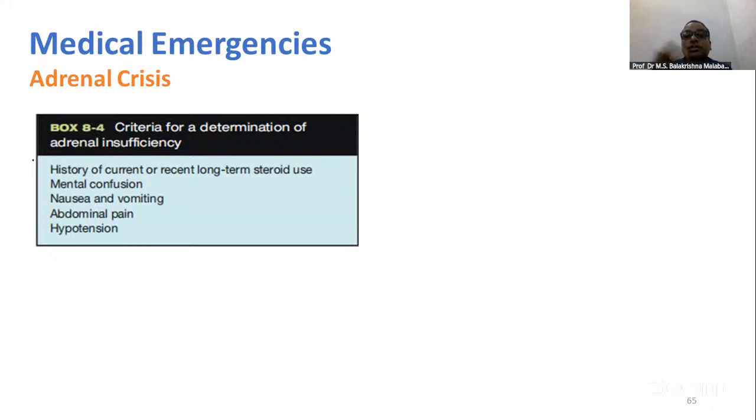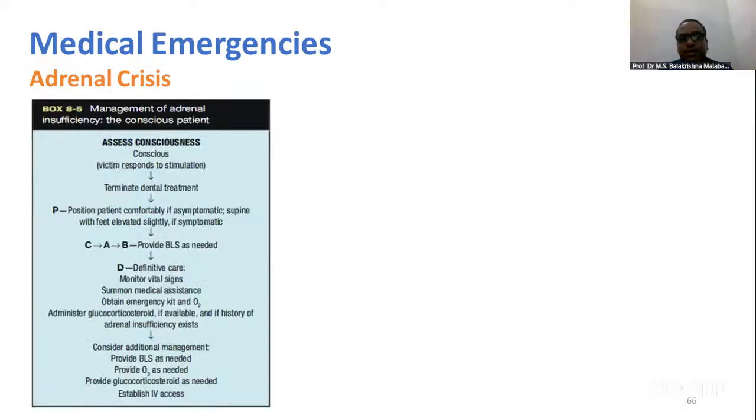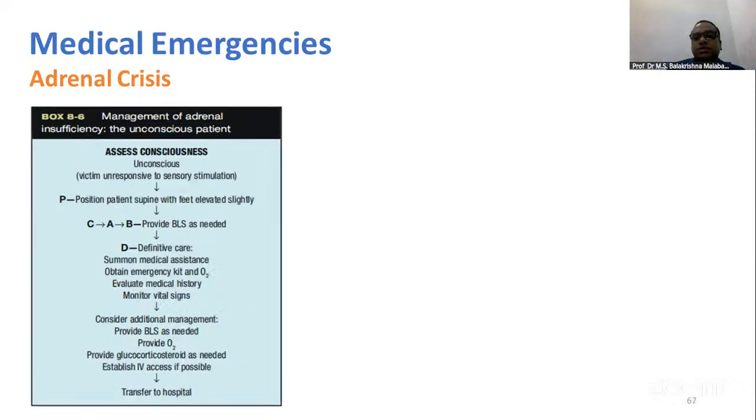Then nausea, vomiting, abdominal pain, hypotension. If the patient is telling, sir, I'm a patient of hypotension, the patient can go into a state of adrenal crisis. So here, same thing. Your emergency kit should be activated. It should be ready. You have to make sure oxygen is there, right? And then your glucocorticosteroids are there, right? And if required, the IV access line also needs to be established.